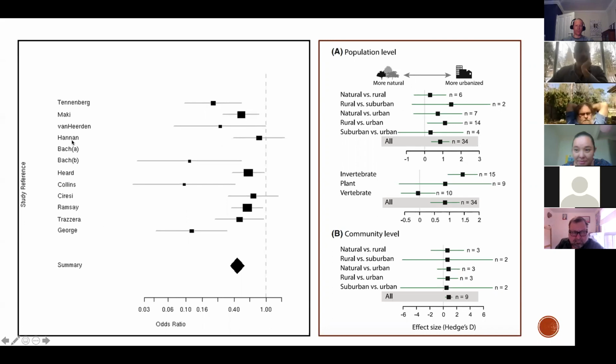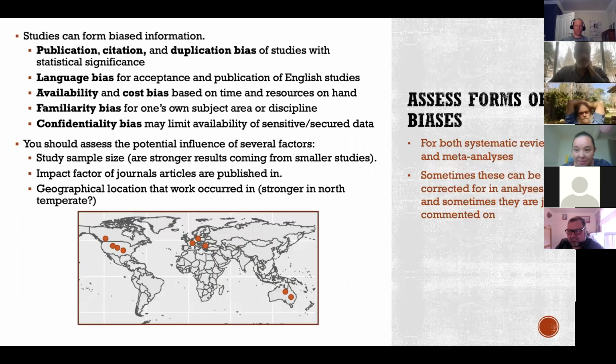You can group these studies on the side here, like I did, by whether they're natural versus rural. It could be by geographic region. You could group them like North Temperate versus Tropic. You can group them by savanna versus forest. You can group them in ways that make them quite meaningful. You can color code them. There are lots of different things you can do in this figure to reveal a lot of different types of meaningful information.